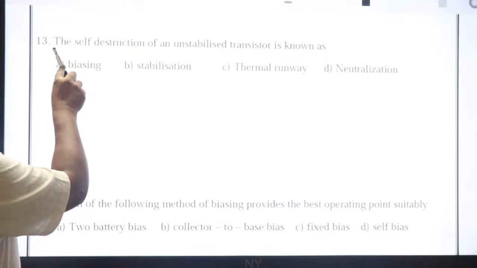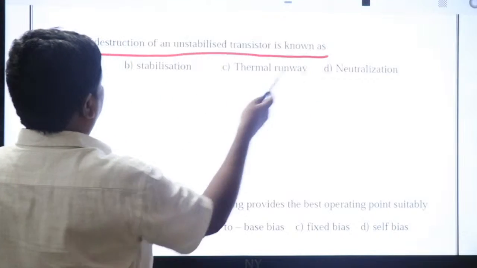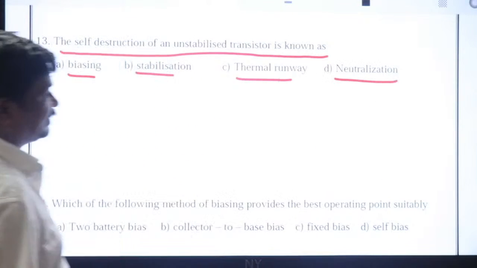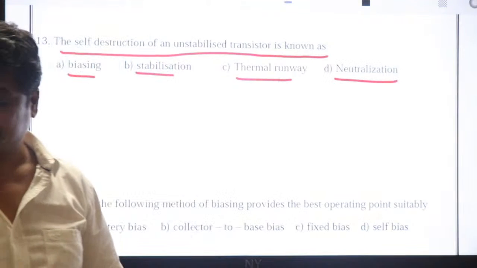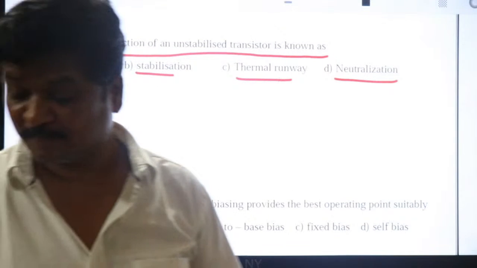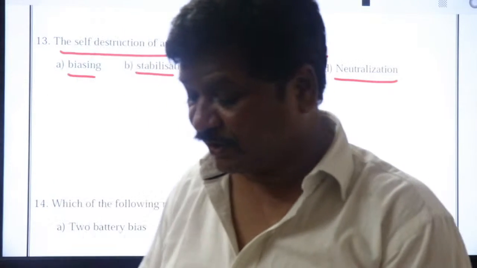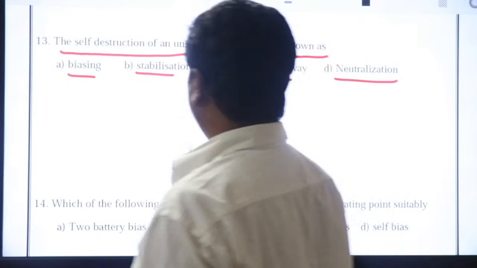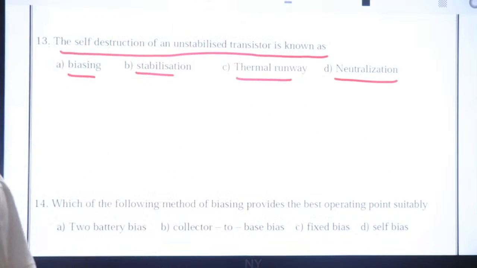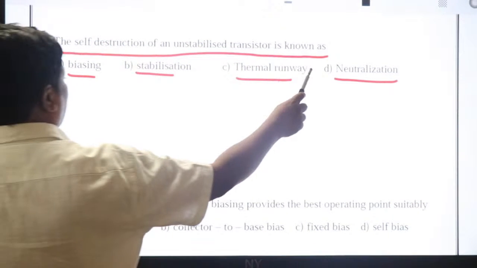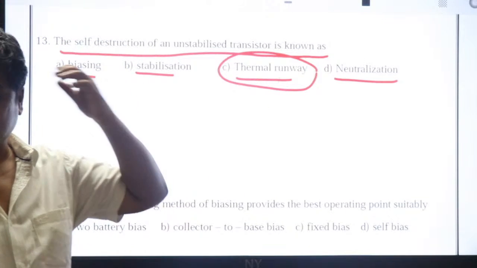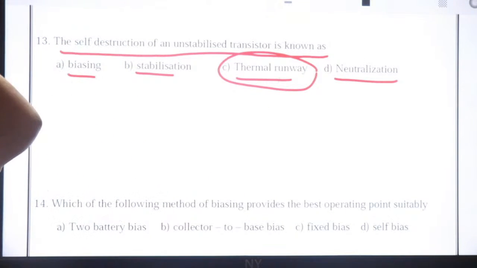Self-distortion of an unstabilized transistor is known as: biasing, stabilization, thermal runaway, neutralization. Tell me what will be the answer? Very interesting question. Self-distortion of an unstabilized transistor is known as thermal runaway. The self-distortion of the transistor takes place. That is called thermal runaway.